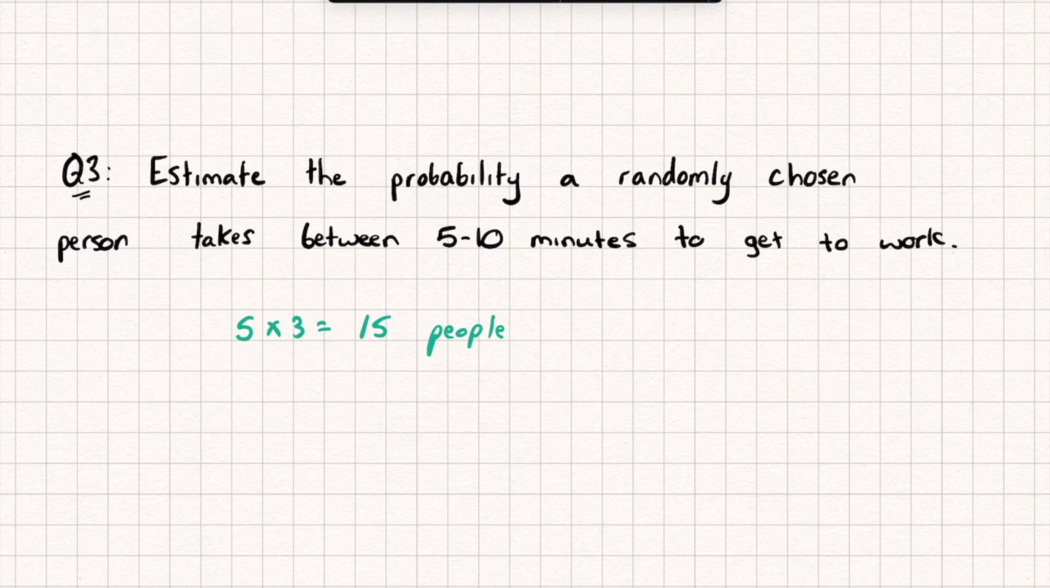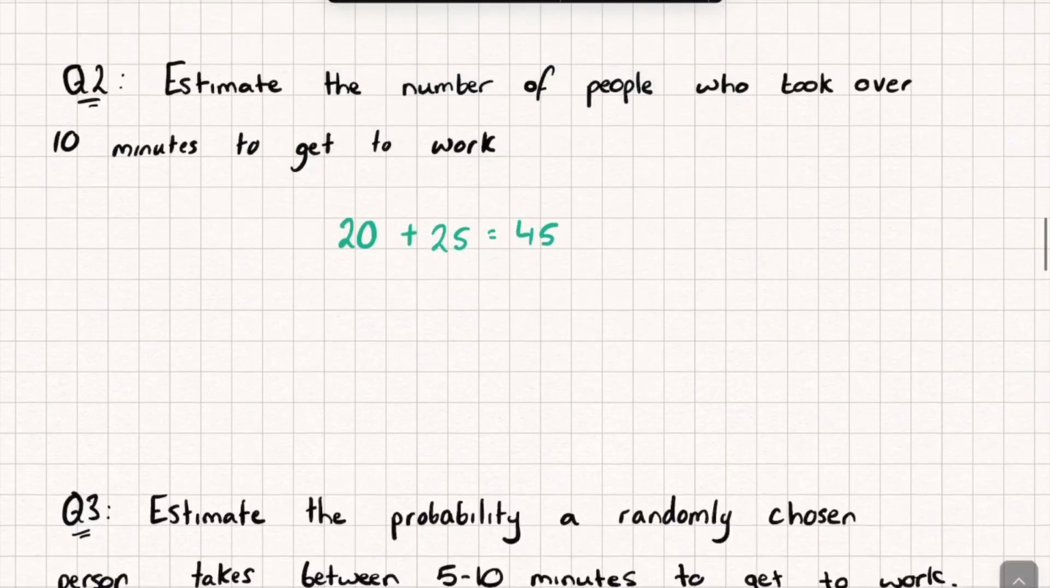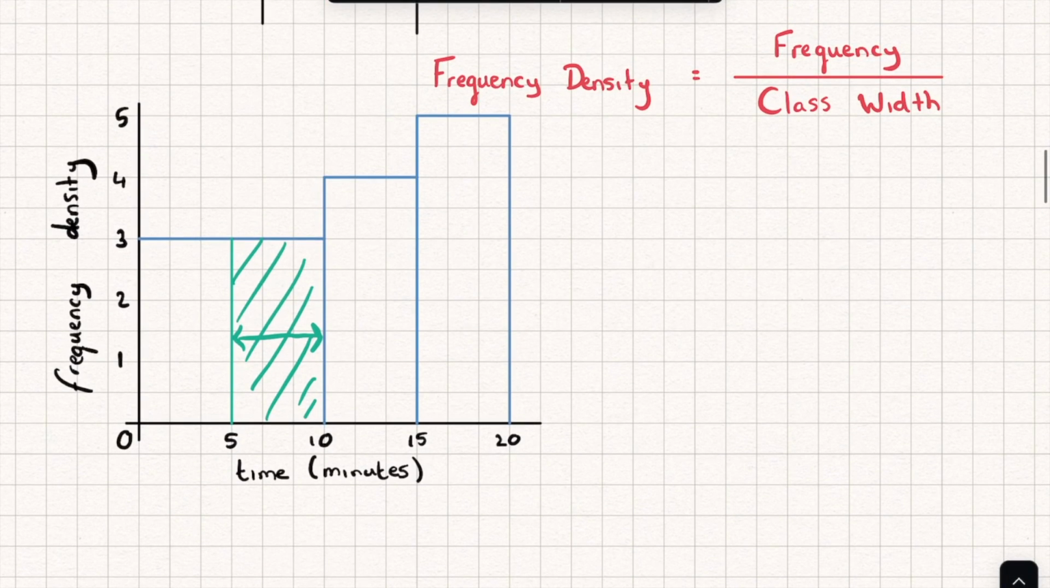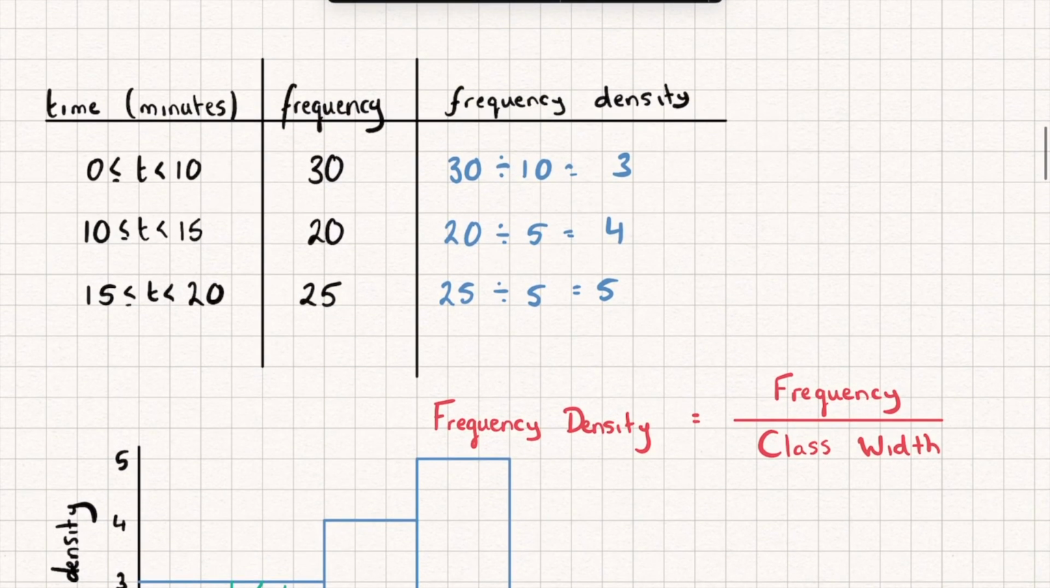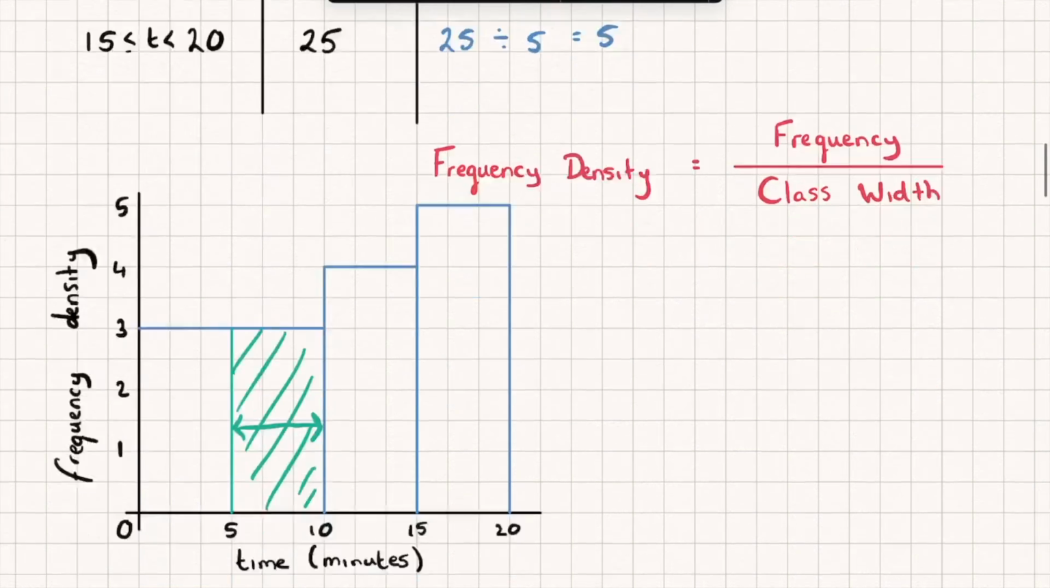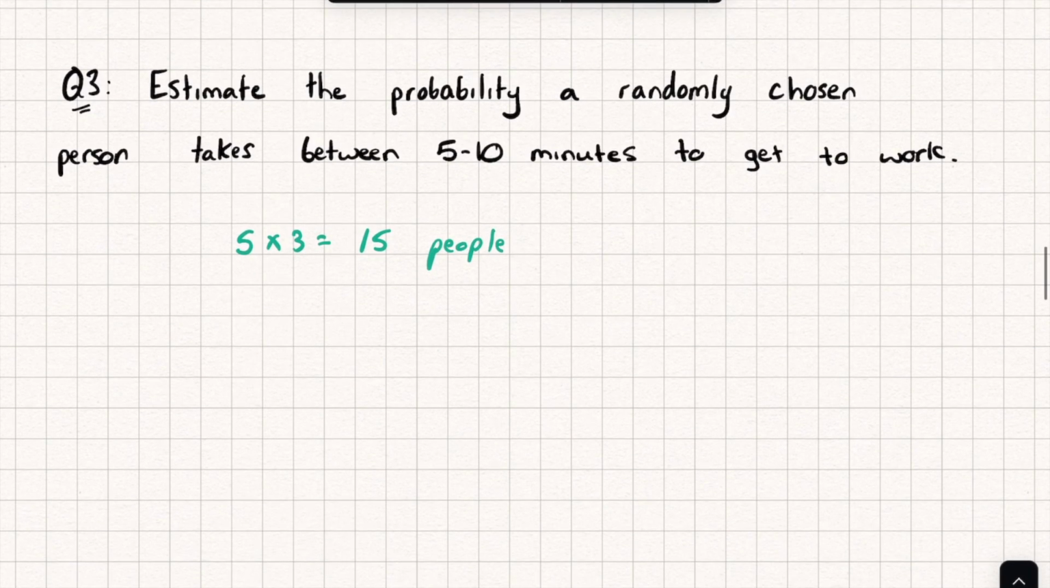So the probability that one is chosen at random, well, we take that 15 and divide it by our total frequency. So we could calculate the total area of all the bars, or we could just take a look at our table up here and calculate the total frequency, which is 30 plus 20 is 50, plus 25 is 75. So the probability is 15 out of 75. And let's simplify that to 1/5.